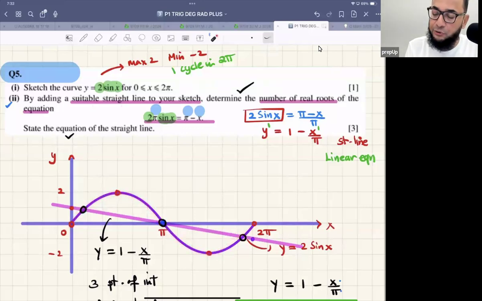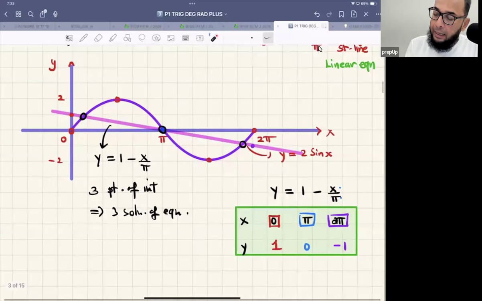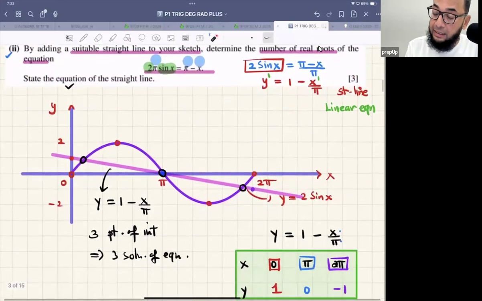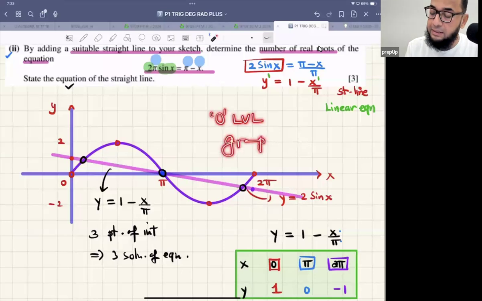By drawing a suitable straight line, whatever we have drawn, isolate that, replace it with y: pi minus x over pi, simplify to 1 minus x over pi. That's a straight line. That's a linear equation. How do I know it's a linear equation? Power of y is 1 and power of x is 1. That is how you get it. Again, this is O-level math. This is graphical solution of equation.